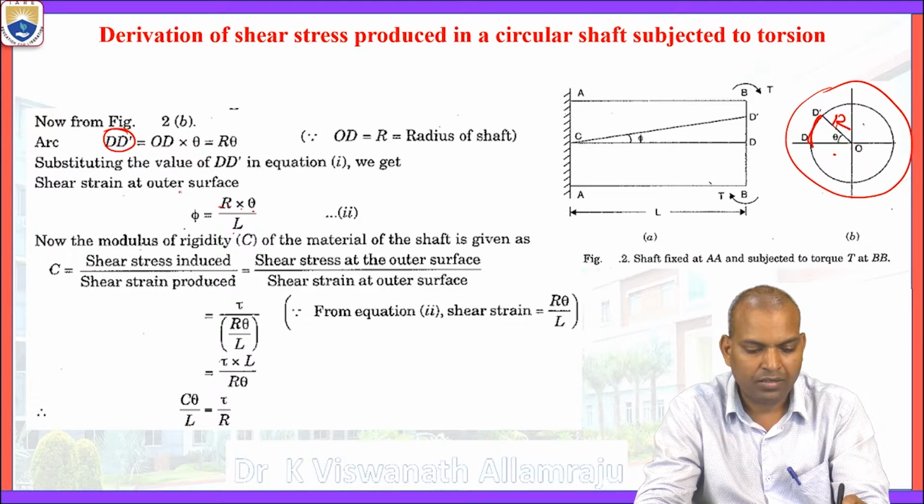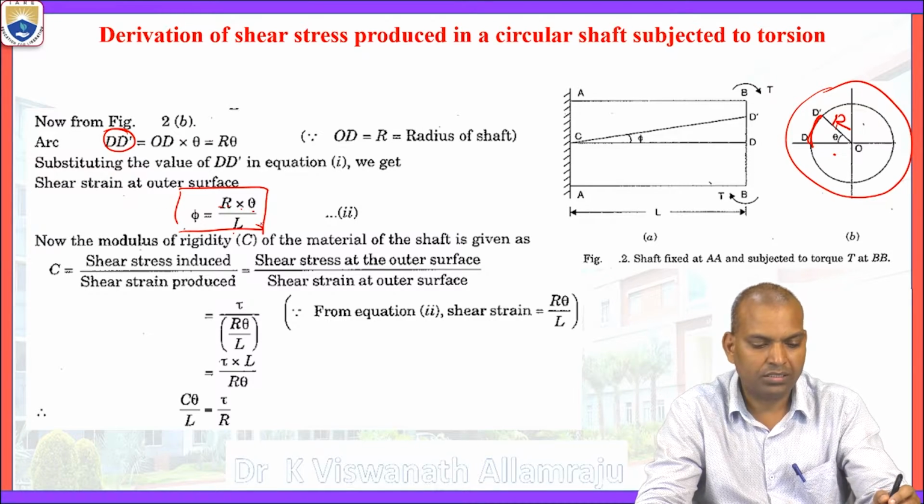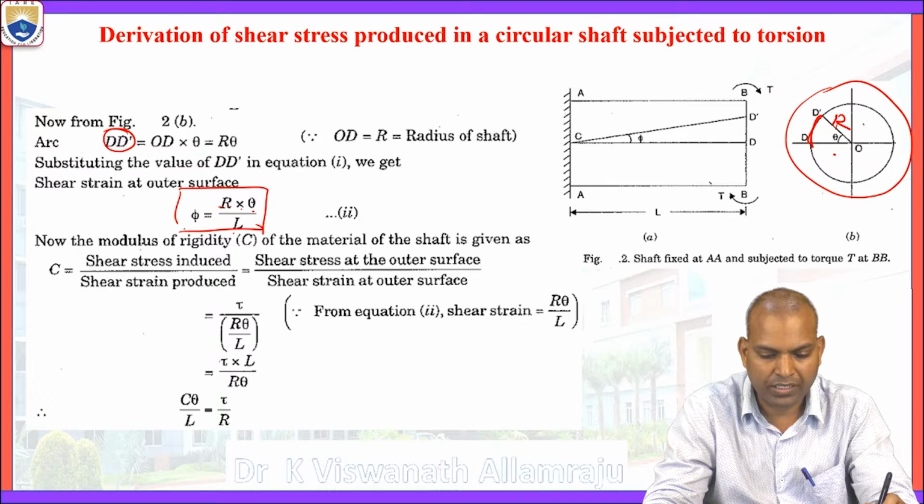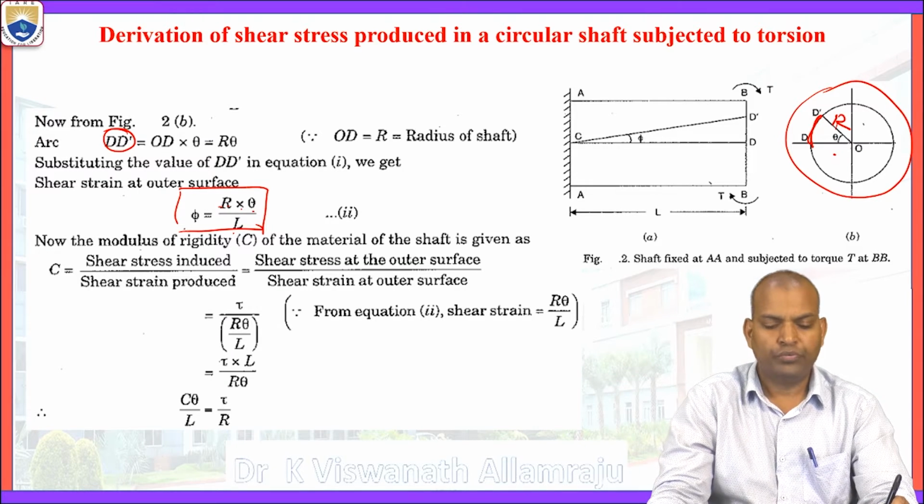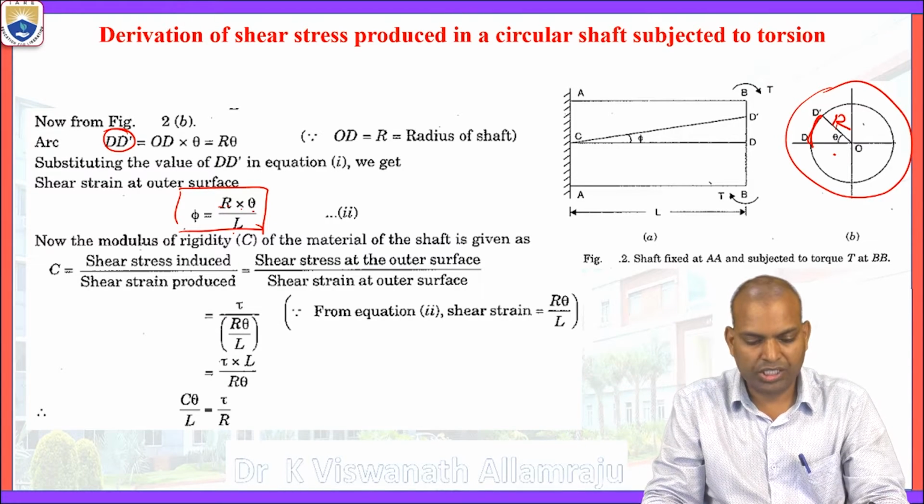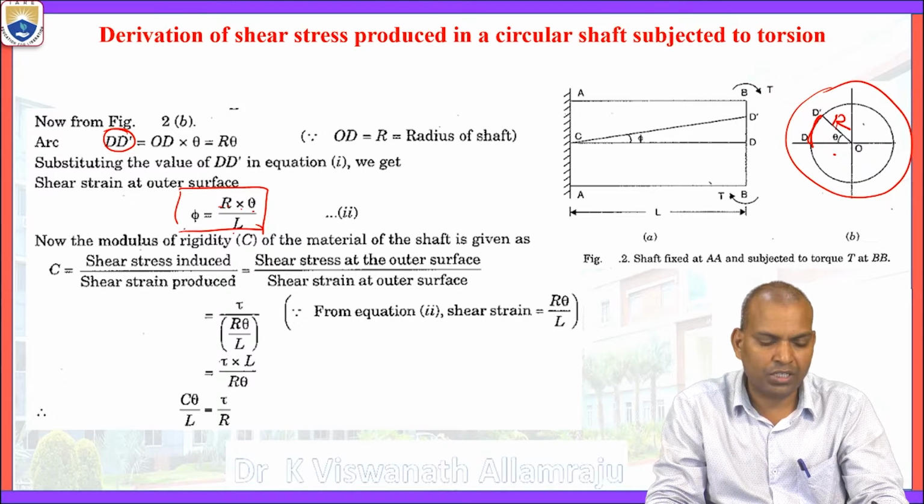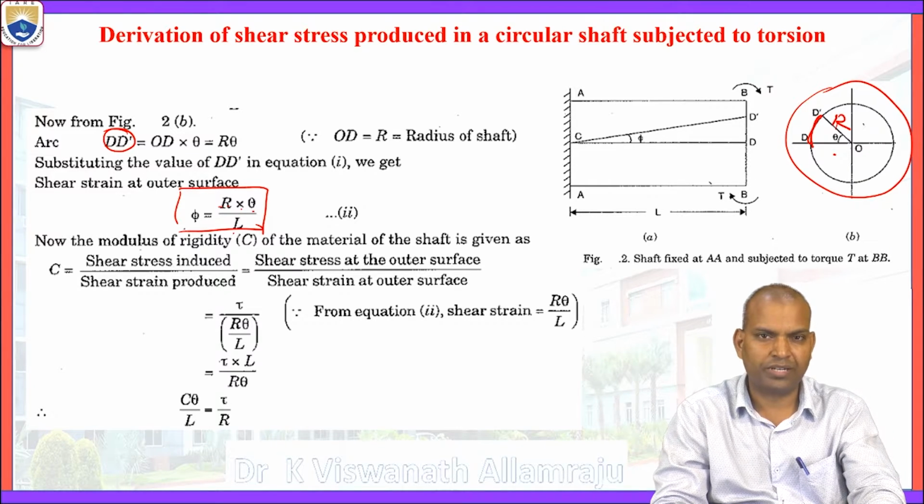Phi equal to R theta by L. That is the shear strain at the outer surface. Shear strain at the outer surface is R theta by L. We know the formula of shear strain from the shear stress and modulus of rigidity relation.